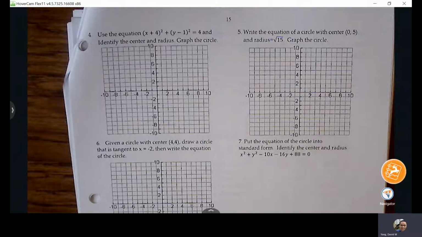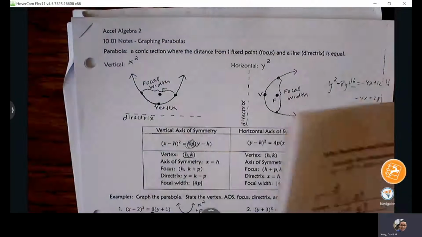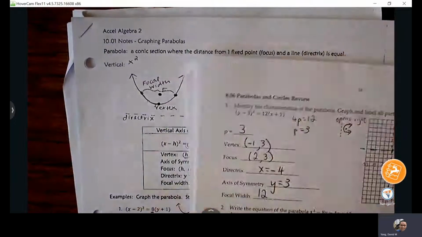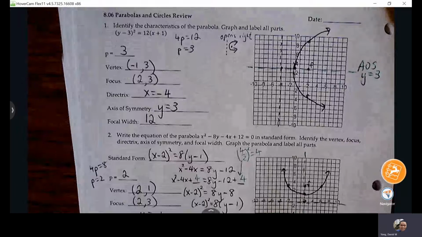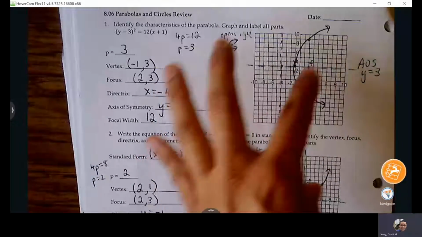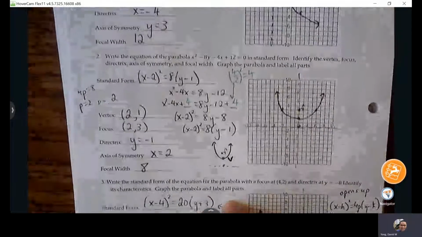Okay, we started the quiz review yesterday. We went through page 14, right? We did 1 through 3. I wanted us to get started yesterday because I wanted that extra practice since we haven't seen parabolas in a few days. So we did 1 through 3.